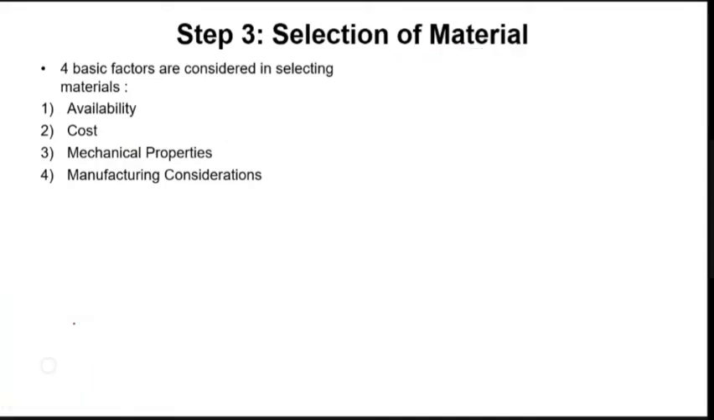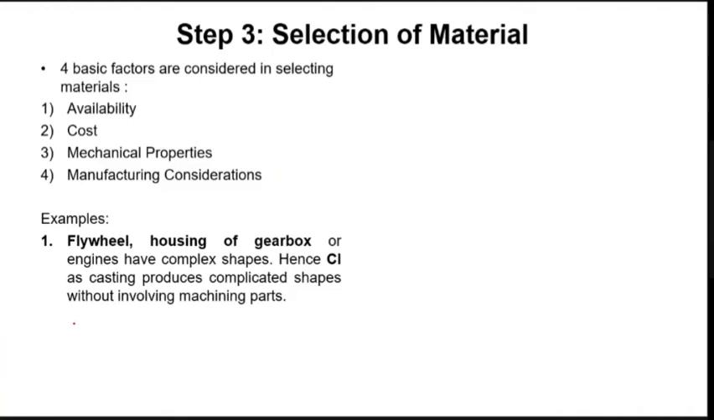Let us elaborate this one by one. Availability. Let us understand with the help of an example. If the material is available, you can select it. Cost will be less. Mechanical properties are important, and manufacturing considerations we will discuss later on. For example, let us take an example where you have to design a flywheel, a housing of a gearbox, or you can say engines.